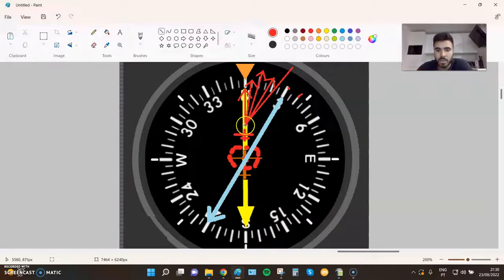I do 90 degrees. Look here, 030 plus 90, 120. What's going to happen is that I'm going to intercept like this. This is a square here. So I'm going to intercept at 90 degrees here. What's going to happen is that I'm here, I'm going to go 90 degrees and then follow this line of position.